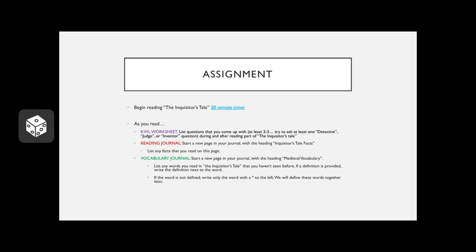And finally, I'd like you to also have your vocabulary journal handy. In there, you're going to list any words that you read that you haven't seen before. If a definition is provided, if they tell you what the word means, I'd like you to write that definition next to the word. If they do not tell you what the word means, I'd like you to just write it and put a star next to the word on the left, and we'll come back to those in our next lesson.